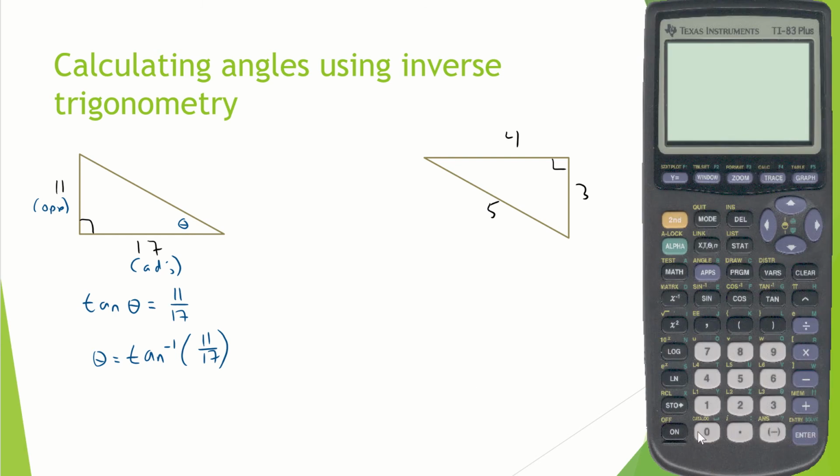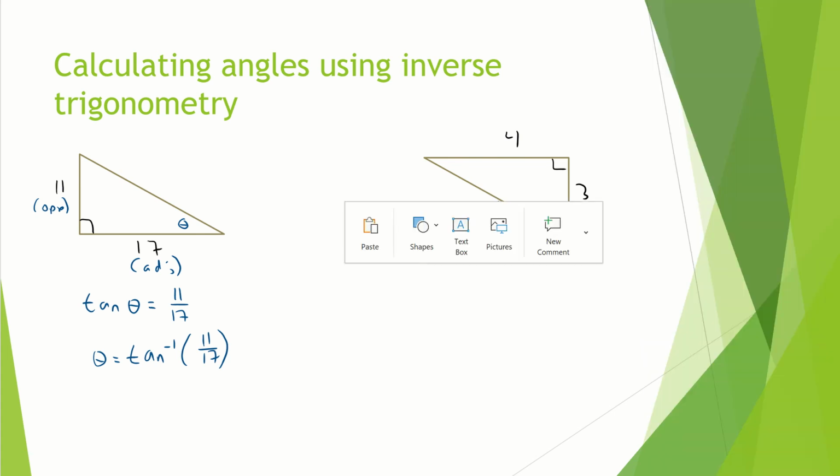So let me get my calculator here. On your calculator, what you're probably going to have to do is hit second and the tangent button. Just let me know if you have trouble finding the inverse tangent. Again, you hit second tangent, you should see tangent to the -1, and you type in 11 divided by 17, close parentheses, and that equals 32.9 degrees. So theta is 32.9.